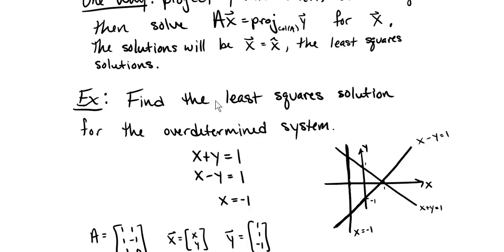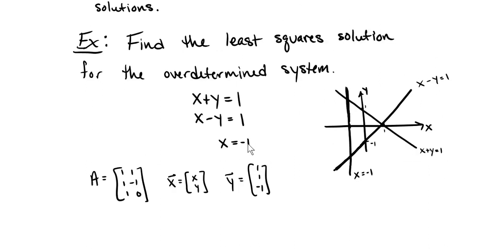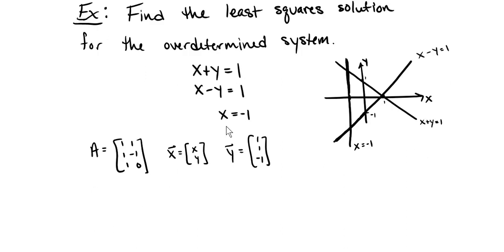So if we want to find the least squares solution to this system, we first write it as a matrix equation, which I've started down here by saying that A should be the coefficient matrix of the left-hand side: 1, 1, 1, -1, 1, 0, because there's no y in this equation. And then the y values, that's just the column on the right-hand side: 1, 1, -1. And as usual, the x is our column of unknowns. So that Ax equals y is equivalent to this system.